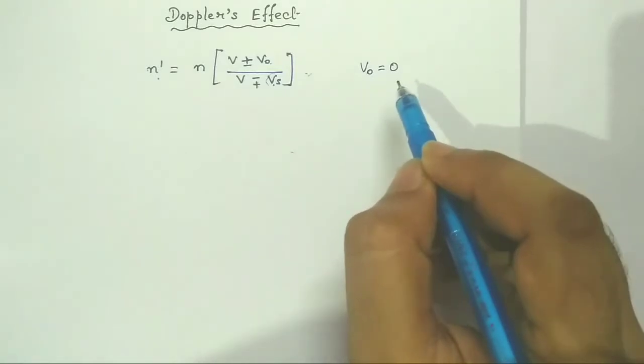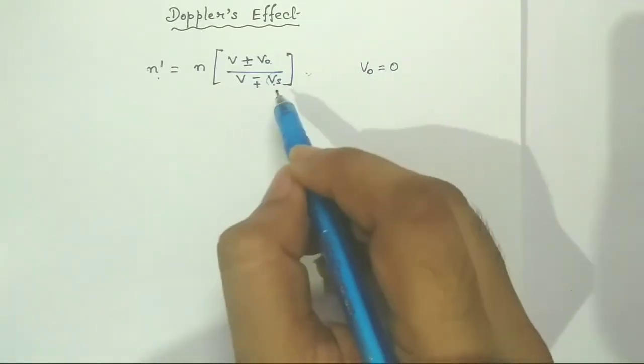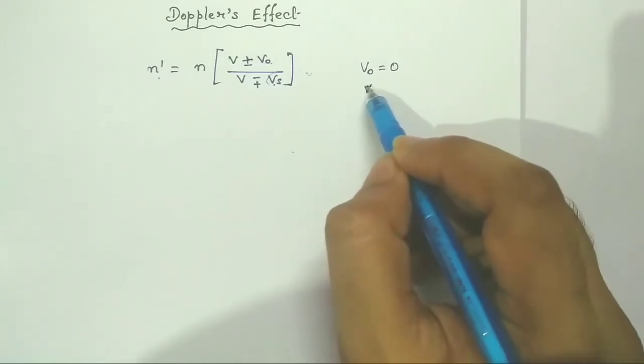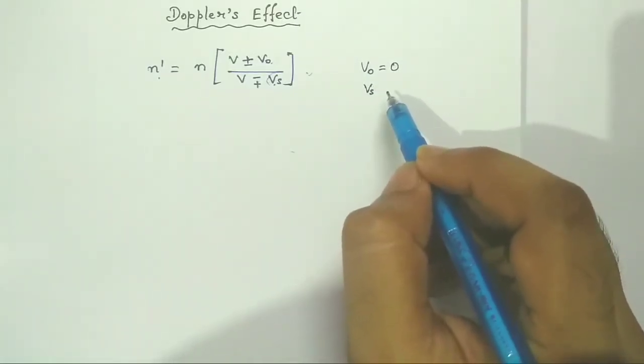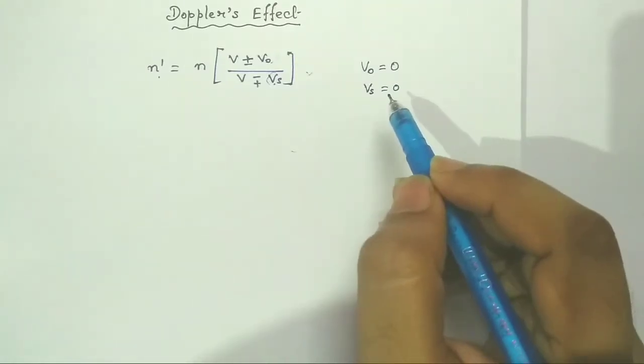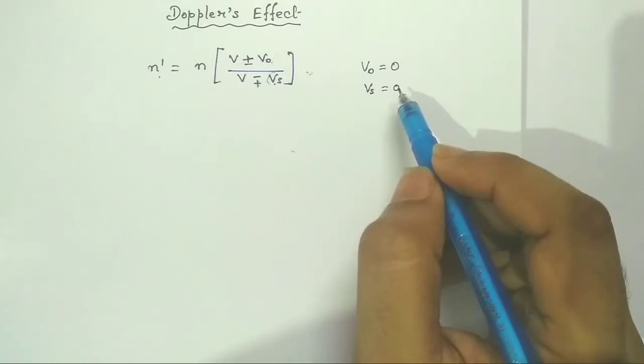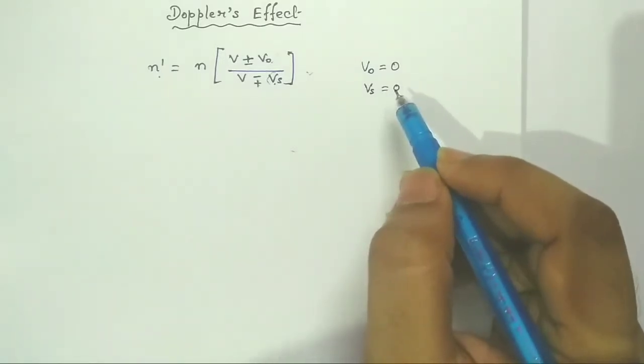And we all know that v0, the velocity of the observer, is equal to 0 when the observer is at rest and only the source is moving, and vs, the velocity of the source, is equal to 0 when the source is still and the observer is moving away from the source or towards the source.